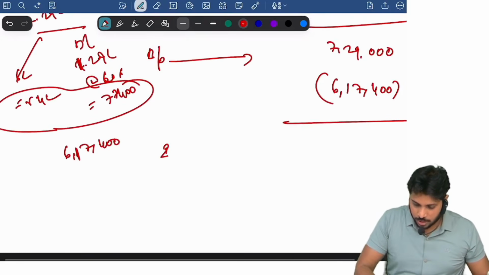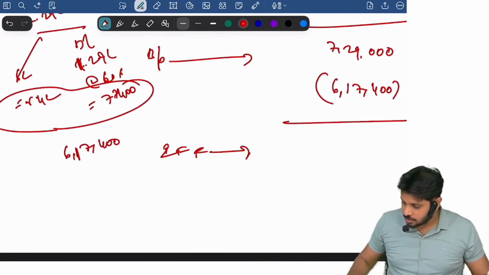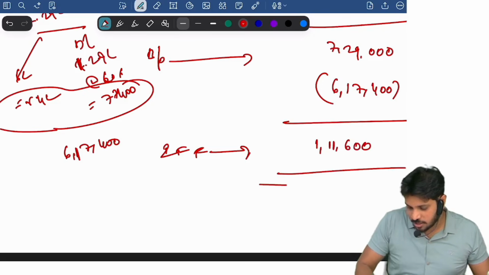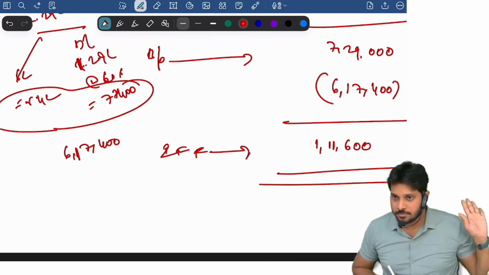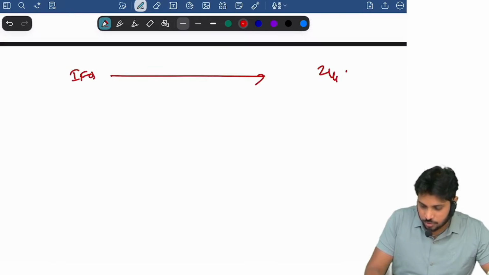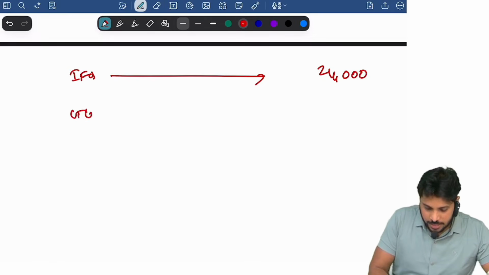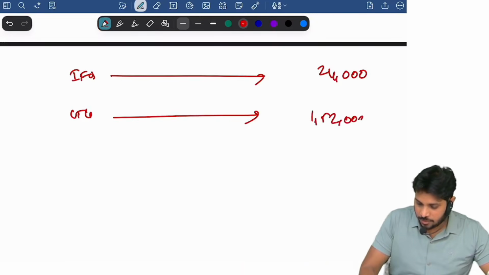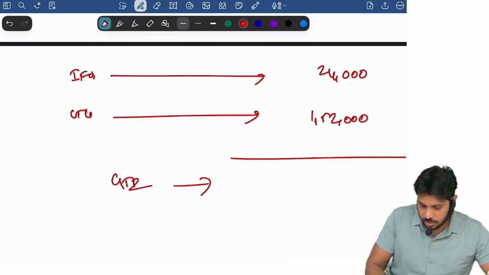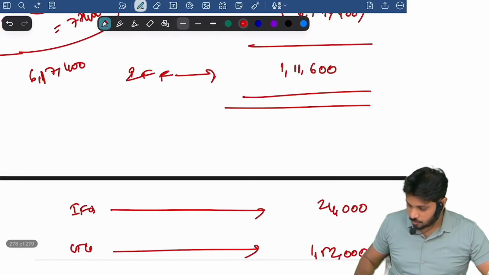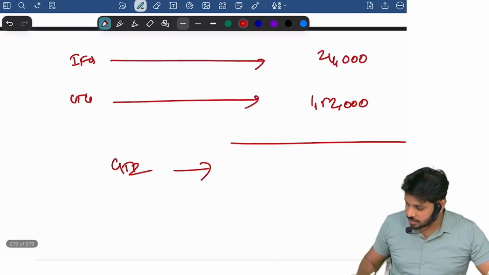Next. So what is the income of the firm? 7,29,000 minus 6,17,400 is equal to 1,11,600, the PGBP income of the firm. Now other sources: 24,000 interest. Remember? LTCG 1,52,000. Correct? So gross total income how much? 1,52,000 plus 24,000 plus 1,11,600. Am I right?